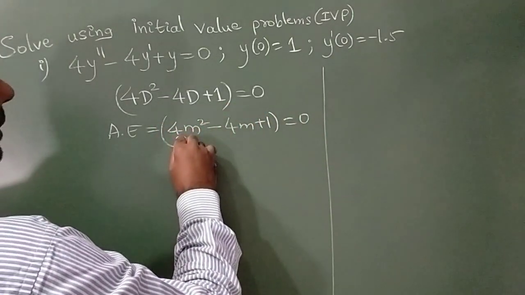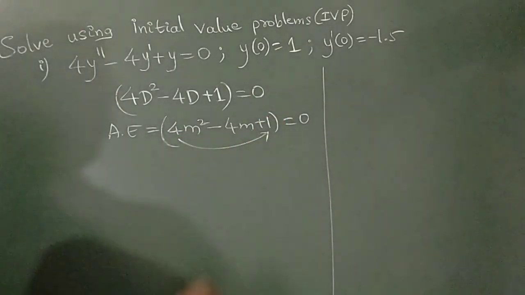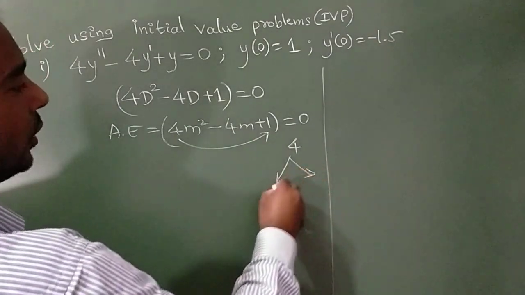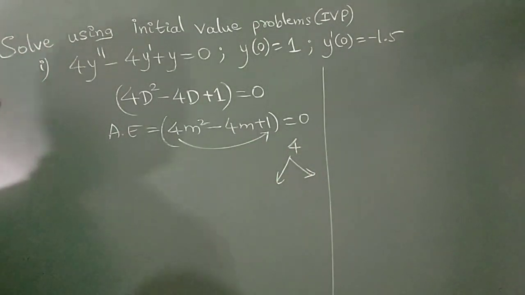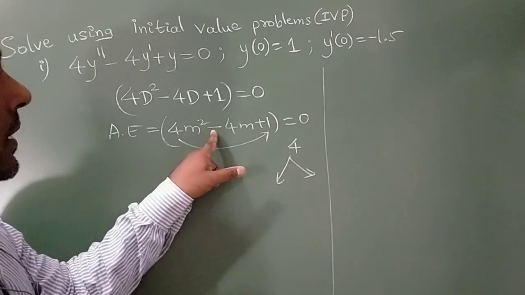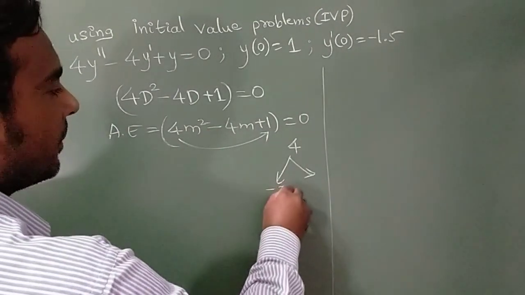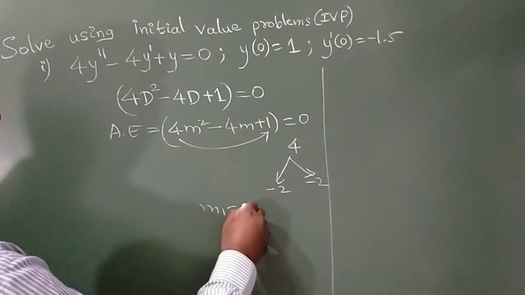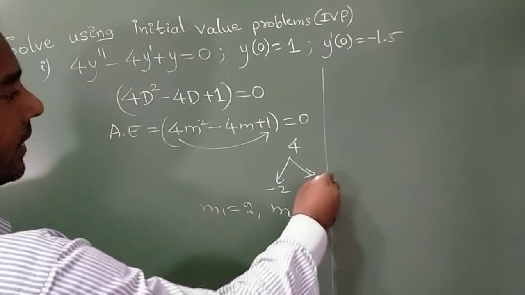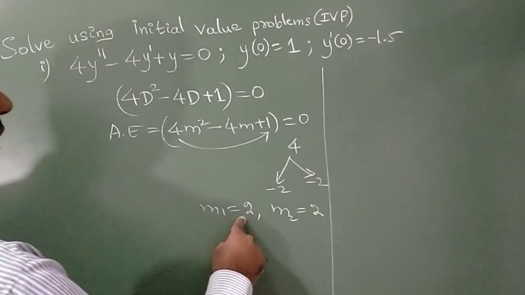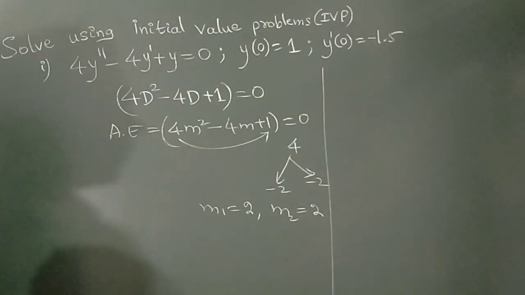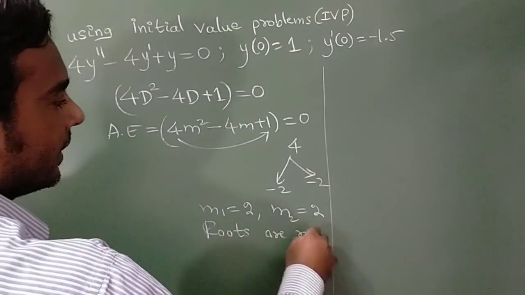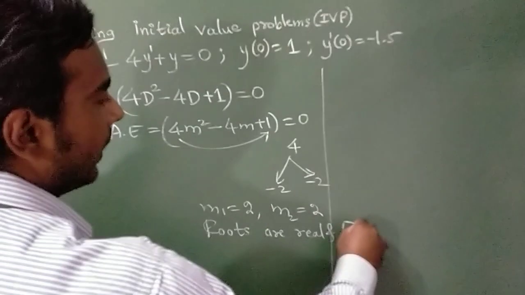So the first number is 4 and the last term is 1. 4 ones are 4. So you need to find two numbers. If I multiply, you must get 4, and if I add, you must get minus 4. So the two numbers are minus 2 and minus 2. So m1, if it is minus, then you should write plus, and here if it is minus, then you should write plus. So the two roots are 2 and 2. So I can write roots are real and equal.